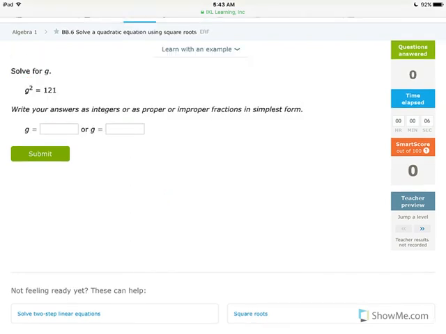And let's look at another. G squared is equal to 121. So square root both sides. So the square root of g squared would be g. And the square root of 121 should be 11. And don't forget the plus and minus, since there's two answers, 11 and negative 11. Since both of those squared will get you 121.